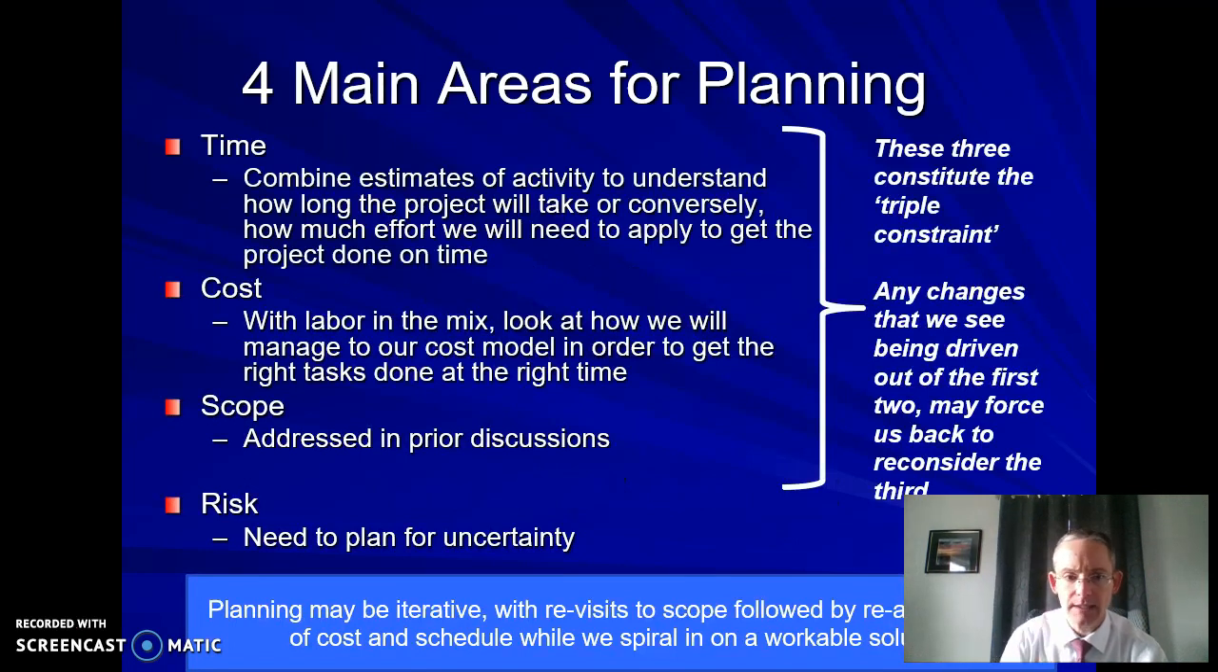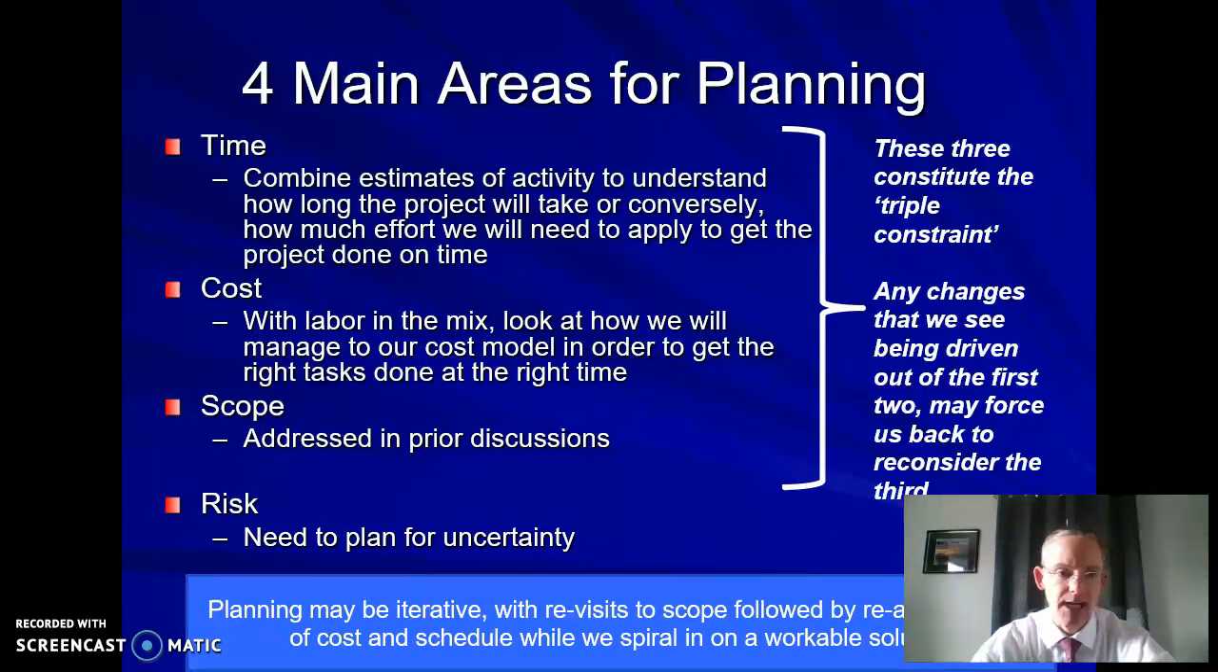Four main areas for planning when we're talking about a project, and we'll take three of these and talk about them in terms of the triple constraint: time, cost, scope, and risk. Risk is really a philosophy that we'll talk about a lot when we get into, I think, week 4, as a philosophy of how we shape everything on a technology project. But time, cost, and scope really constitute the triple constraint.